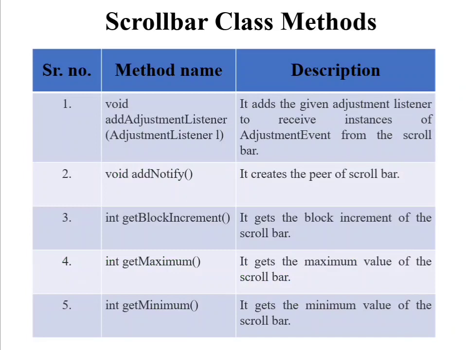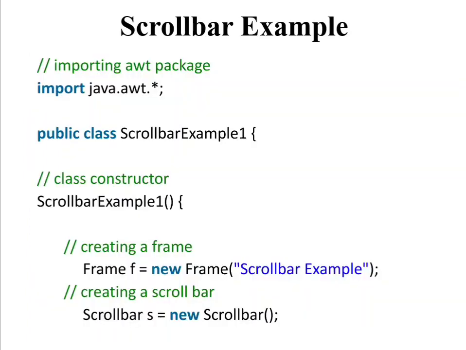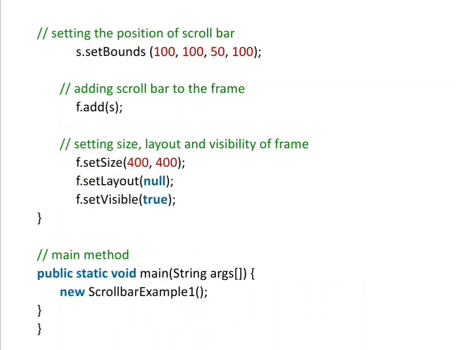f.add(s) means add the scroll bar. Then setting the size, layout and the visibility of the frame, that is f.setSize(400, 400), f.setLayout(null), f.setVisible(true). Then main method is public static void main(String args[]) new ScrollbarExample(). Curly bracket complete. Then we get the output of the frame consisting of the scroll bar, that is a vertical scroll bar with the value of 38. We can scroll the bar vertically with the value of 38. This is the output of the scroll bar example.